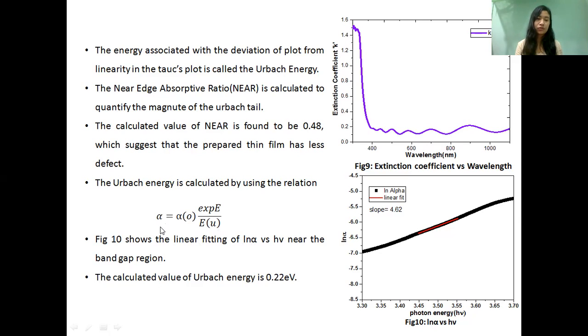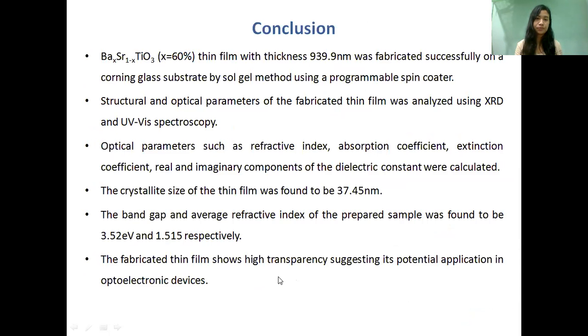Here, alpha is the absorption coefficient, alpha naught is a constant, E is the energy, and EU is the Urbach energy. And by plotting a curve between ln alpha and the photon energy h nu, we find a curve, and by fitting a linear fit and taking the inverse of its slope, we can calculate the Urbach energy, and the calculated value of the Urbach energy is found to be 0.22 electron volt.